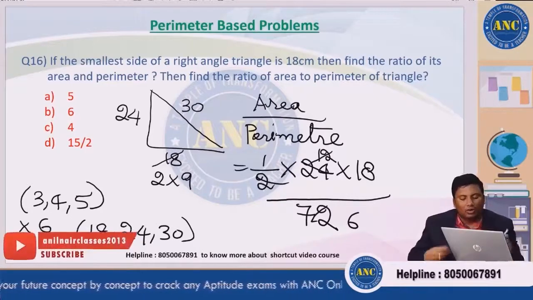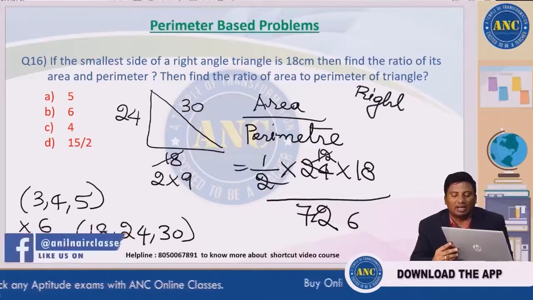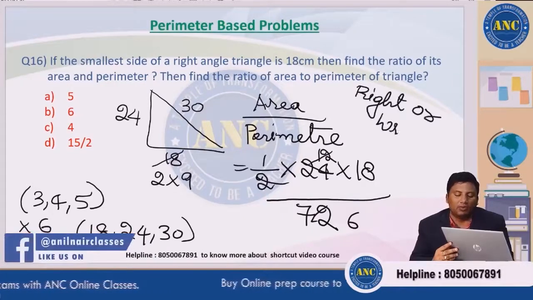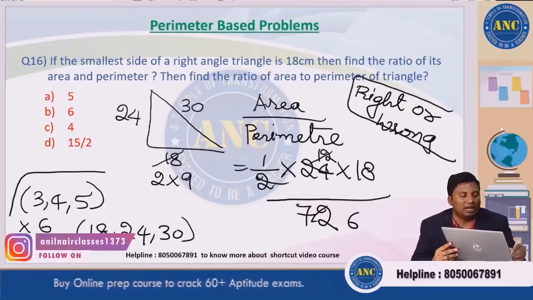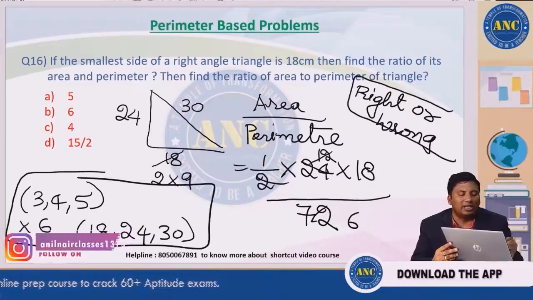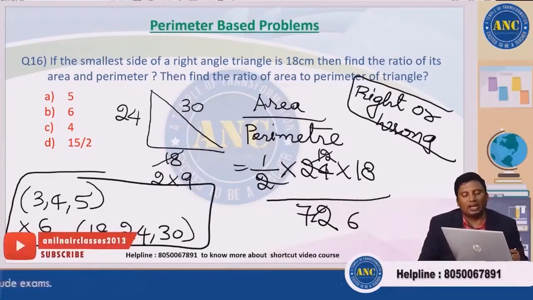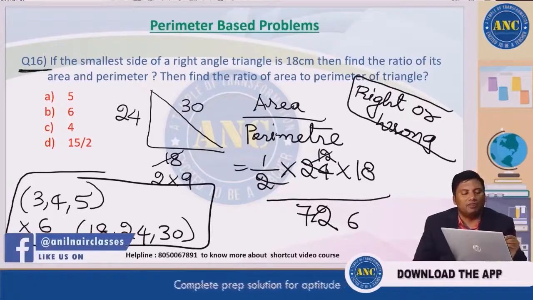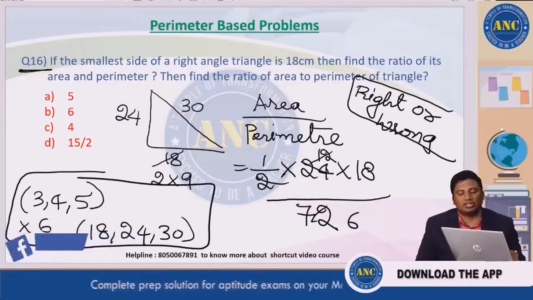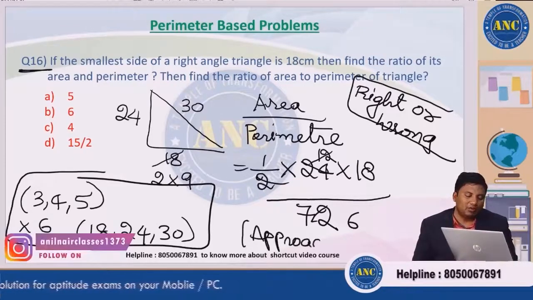Now let me know whether this approach is right or wrong. If it is wrong, let me know why. If it is right, let me know why. Can I use Pythagorean triplets and write it directly? This question we will start with question number 16. Is this approach right or wrong? Think and let me know whether it is right or wrong.